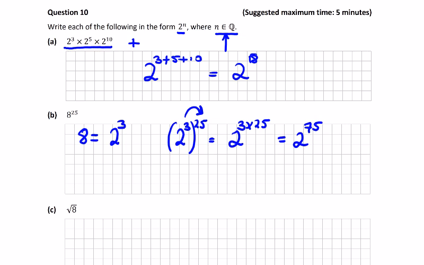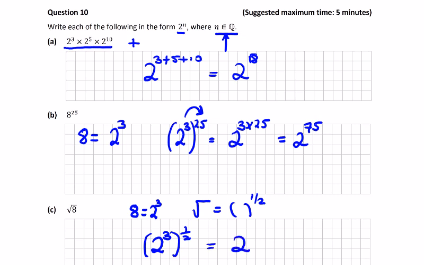And then the square root of 8. Square root of 8 is equal to 2 to the power of 3, and square root is equal to something to the power of a half. So we have 8, 2 to the power of 3, to the power of a half, and it's the same rule as part B. This is 2 to the power of 3 times a half, which is 3 over 2, and you can check this in the calculator and type in root 8 as well.